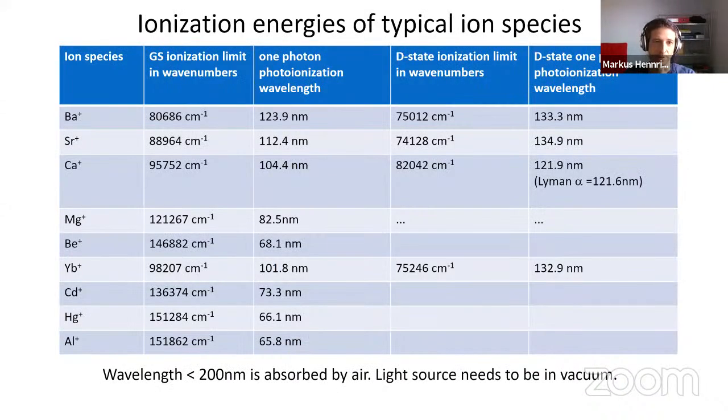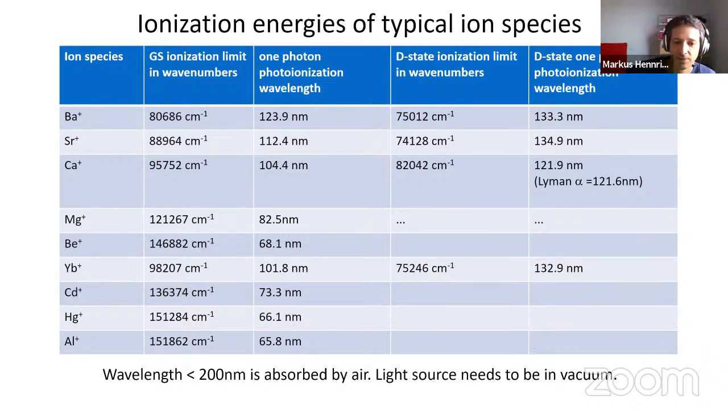If you look at typical ion species that are used for quantum computation in different labs around the world, and look at how to bring such species into Rydberg states, you will realize that all of these ions need high energy to reach Rydberg states. You actually need lasers with wavelengths of around 100 nanometers to bring them from the ground state into a Rydberg state, or even smaller than that.